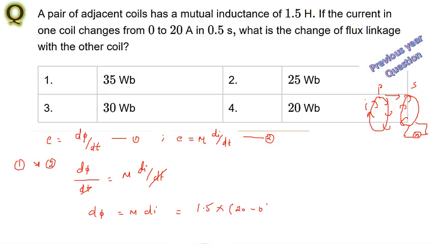20 minus 0 ampere. So we have 1.5 into 20, that is 30, and if you mention the unit, 30 Weber. So the answer in this case is 30 Weber.